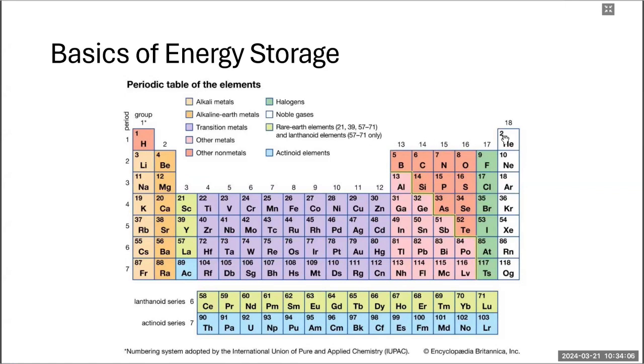Helium is an inert gas. It does not react with anything. It's an inert gas, so you cannot do anything with helium. Hydrogen is also very volatile and very flammable. You know it. So these two are not metal.